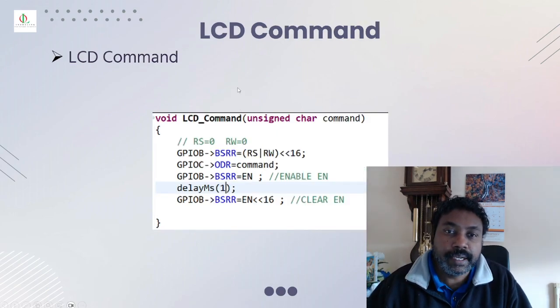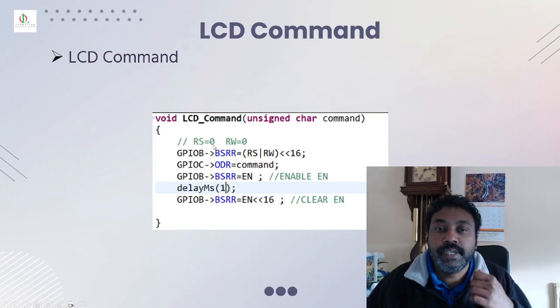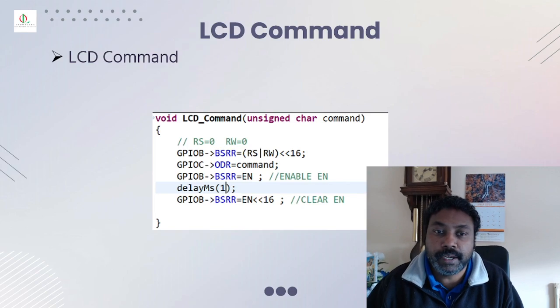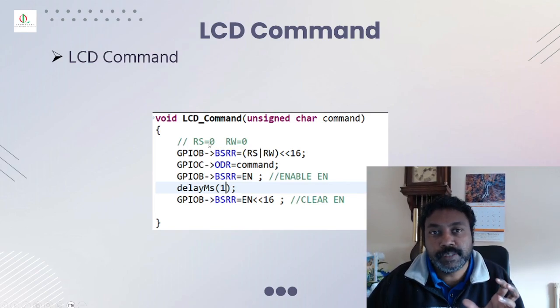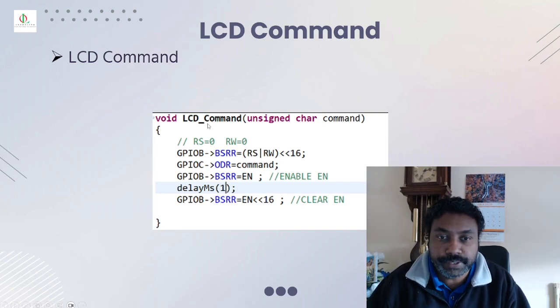Then you have to write a command for the LCD. As I mentioned earlier, if you put register select as 0, that means the LCD is expecting a command. If you set register select as 1, the LCD will expect that data is coming through. So this is the function. This is how you have to write it.